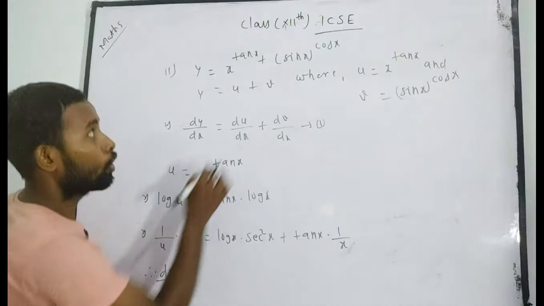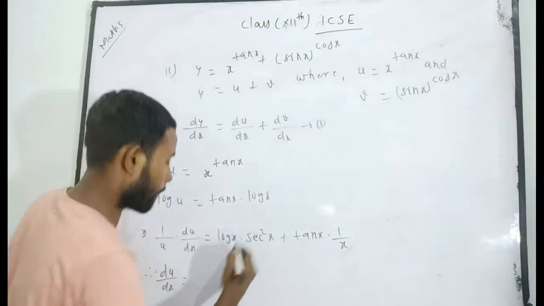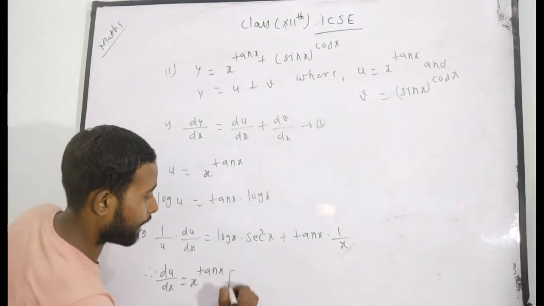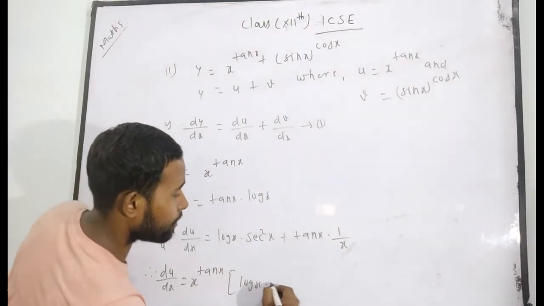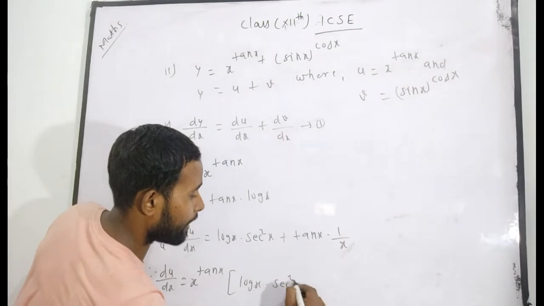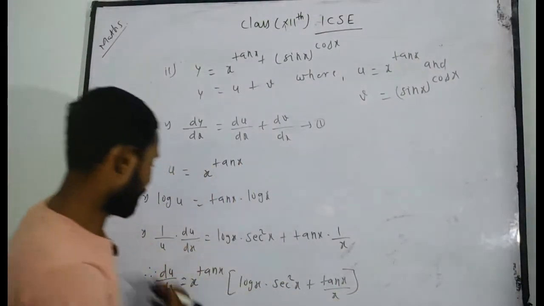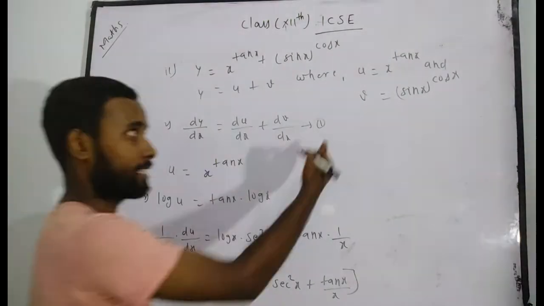So from this you will get du/dx will be u times the whole expression. What is the value of u? u will be x to the power 10x. So you can write du/dx is x to the power 10x times the bracket of log x into 10 sec square 10x plus 10x divided by x. This is your du/dx. Similarly you have to find dv/dx.